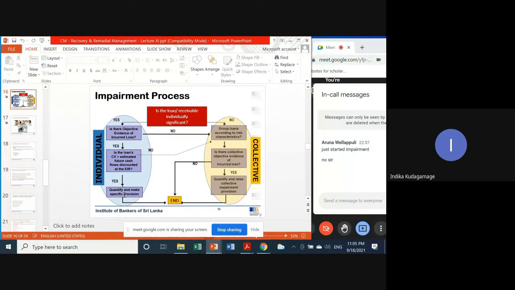That means present value minus outstanding balance is 0 or positive, right? Those facilities, you take it to the collective bucket. So you have a bucket full of different exposures. This bucket, whatever within the bucket, you divide it to sub buckets.